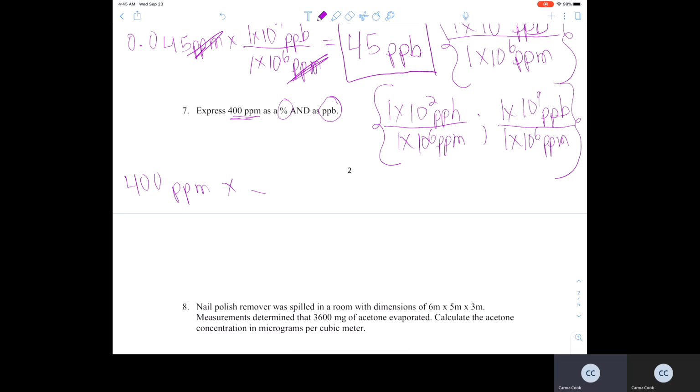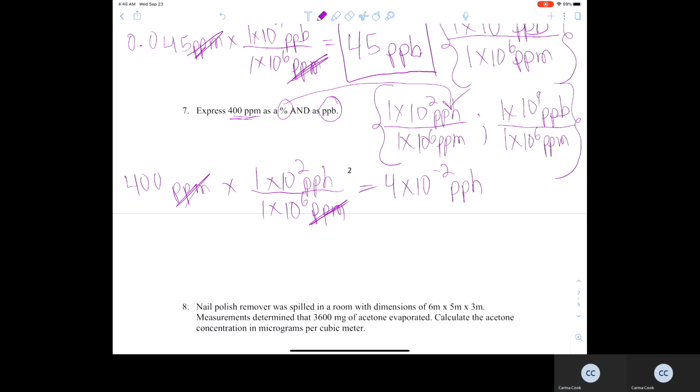400 parts per million converted to parts per hundred, which is the same thing as a percent. 400 times 1 times 10 to the second divided by 1 times 10 to the sixth. And you get 4 times 10 to the negative 2 parts per hundred. And we just change that exponential to long form by putting a decimal at the end of the number, putting zeros in front, and moving the decimal 2 spaces to the left. You get 0.04 parts per hundred, or 0.04%.